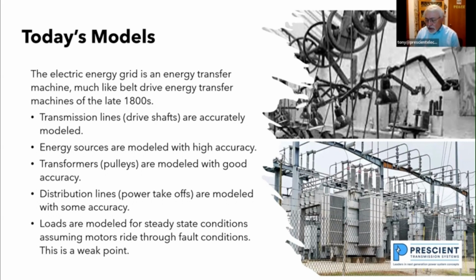We calculate the impedance of the line by taking every pole into account and every conduit into account for underground lines. And energy sources, they're modeled with high accuracy. And transformers, which I equate to pulleys, they're modeled with good accuracy. I say good accuracy because all transformers have several taps, and we model them at one of the tap positions. And distribution lines, which are the power takeoffs, we model them with some accuracy. We don't spend the time to calculate the impedance of a distribution line like we do a transmission line.